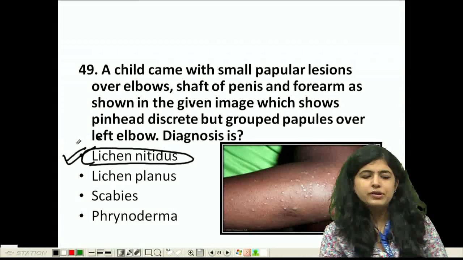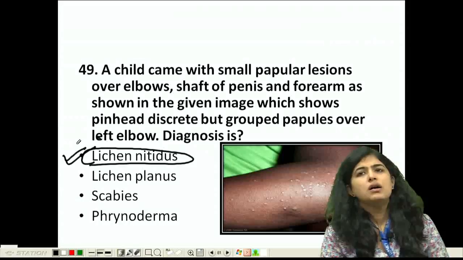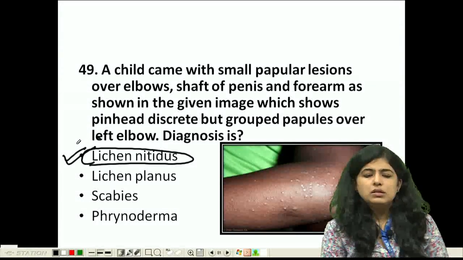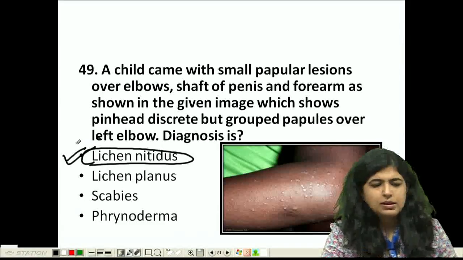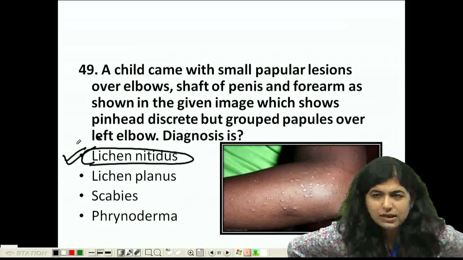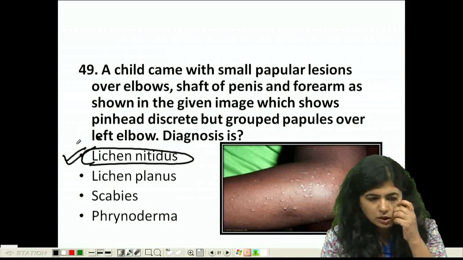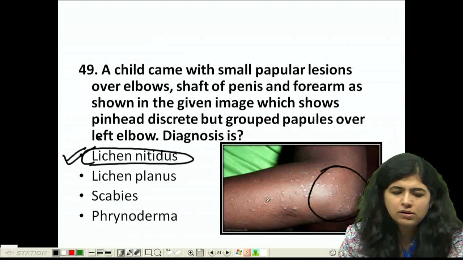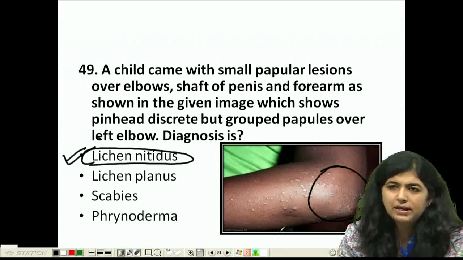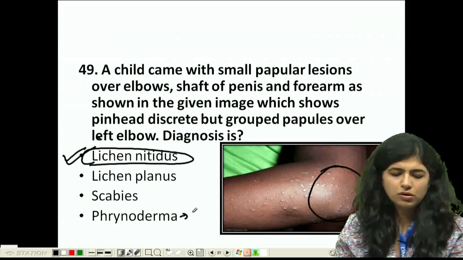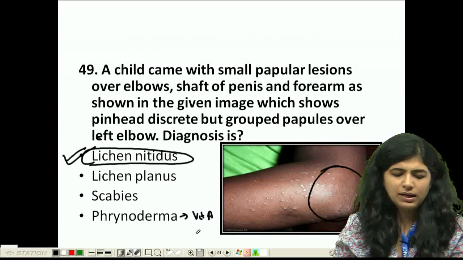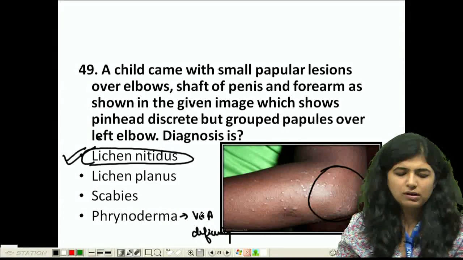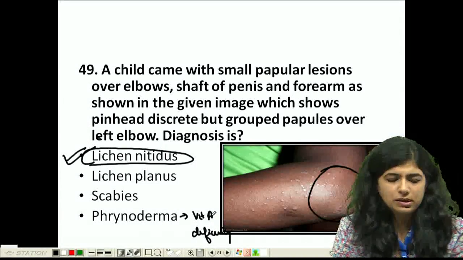Koebnerization can be seen in lichen nitidus, in lichen planus, vitiligo, psoriasis. Scabies, you know, will be seen more in the circle of Hebra distribution. Phrenoderma would only have been on the joint, not on the forearm or the penile shaft. Phrenoderma is due to vitamin A deficiency. This is a manifestation of vitamin A deficiency. Okay?